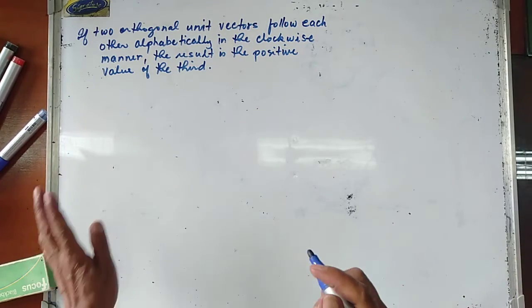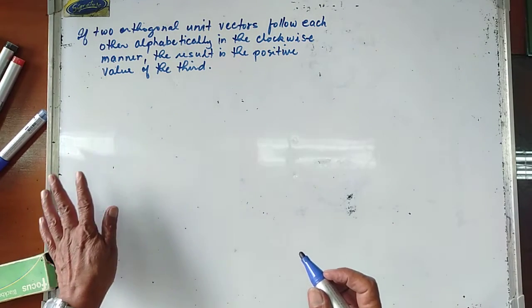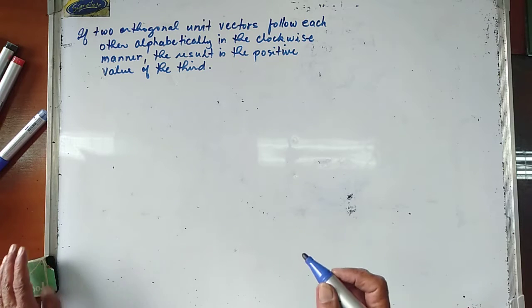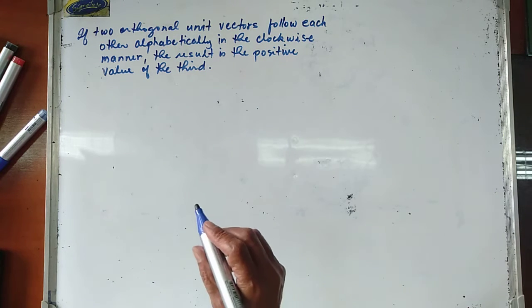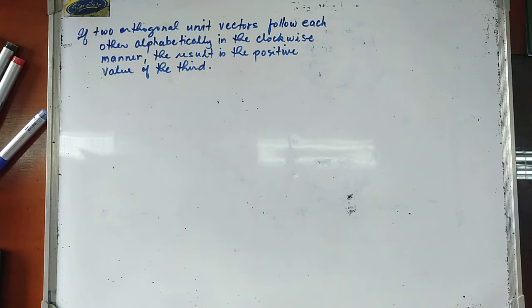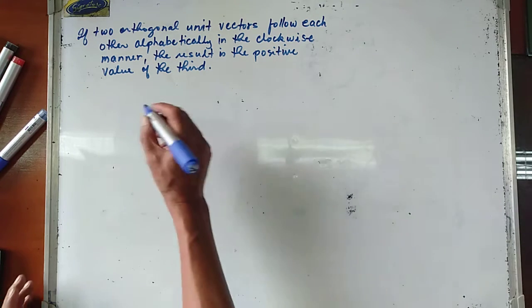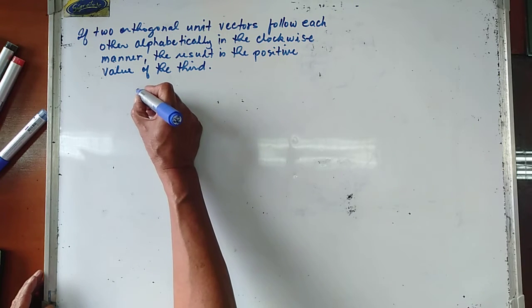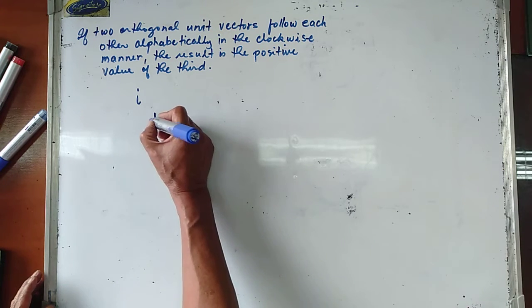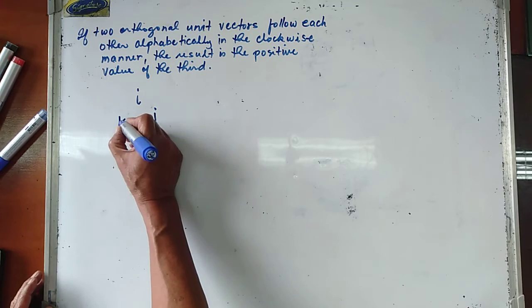Now, if two orthogonal unit vectors follow each other alphabetically in the clockwise direction, the result is the positive value of the third. So we now have your orthogonal unit vectors, that is I, J, and this is now K.